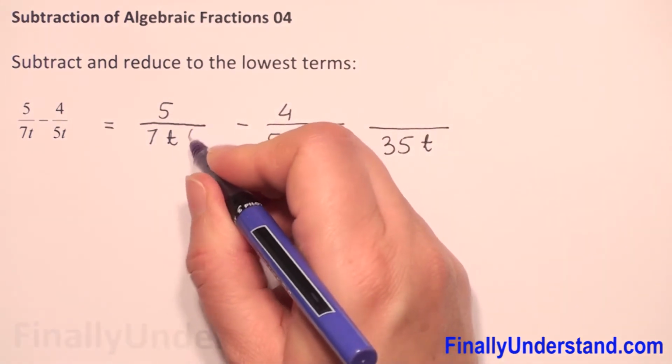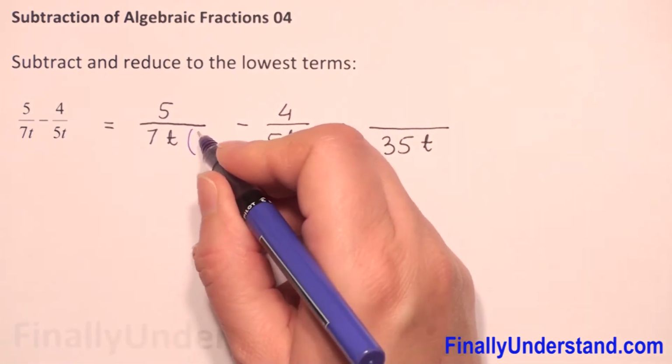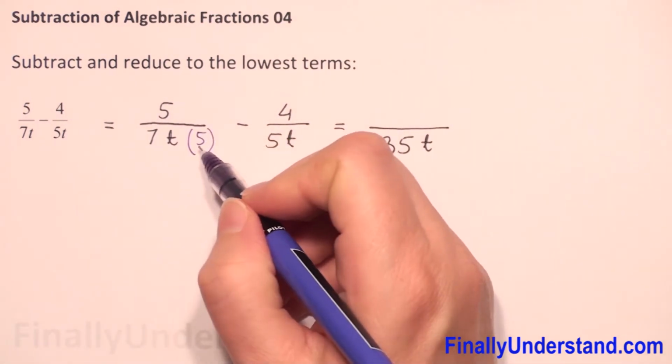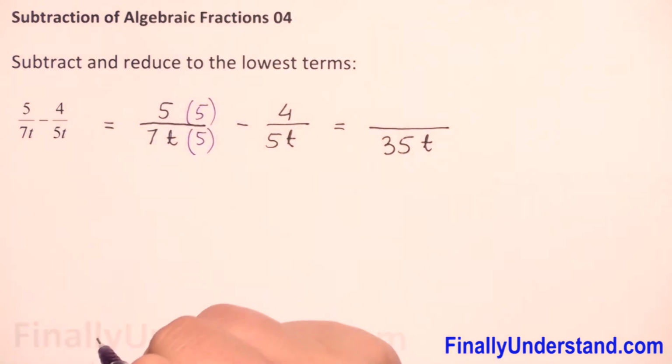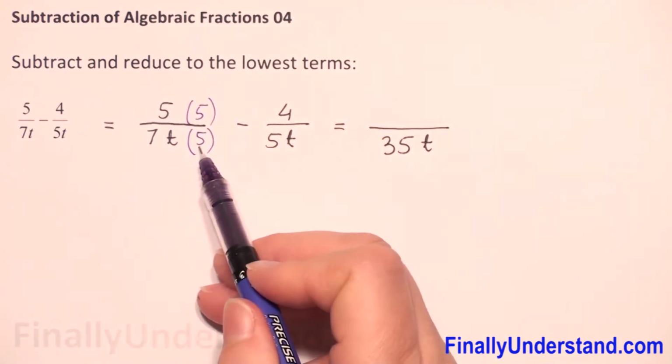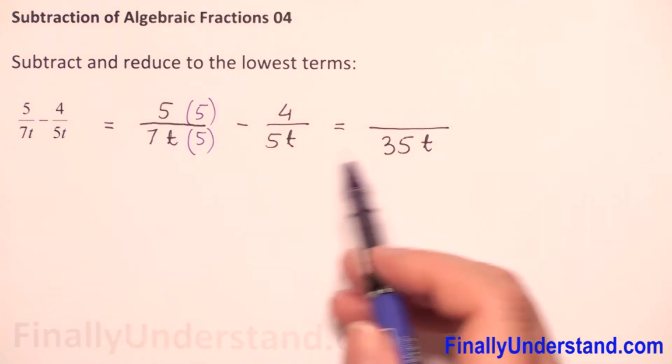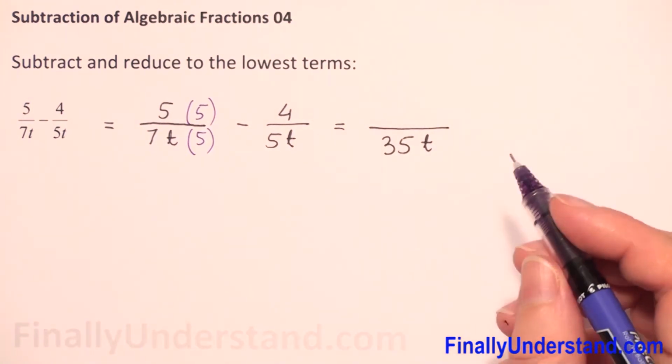it means we have to multiply this denominator by 5, and when I multiply this denominator by 5, I have to multiply the numerator by the same number. So now 7 times 5 is 35 and we have t, the same as we had at the beginning.